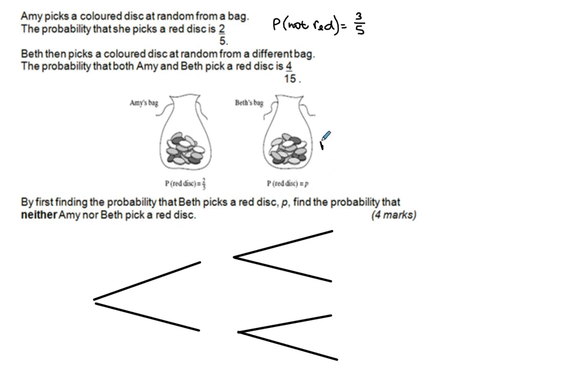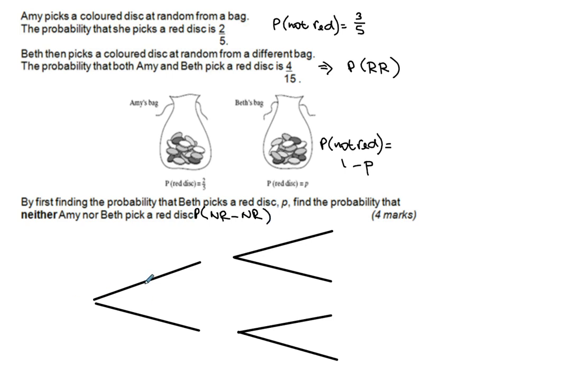So the probability of not red here, because we know the sum of probabilities adds up to 1, is 1 minus P. Then the probability that both Amy and Beth pick a red is 4/15, so that would be the probability of red and red. By first finding the probability that Beth picks a red disc, P, find the probability that neither Amy nor Beth pick a red disc. So that would be the probability of not red and not red.